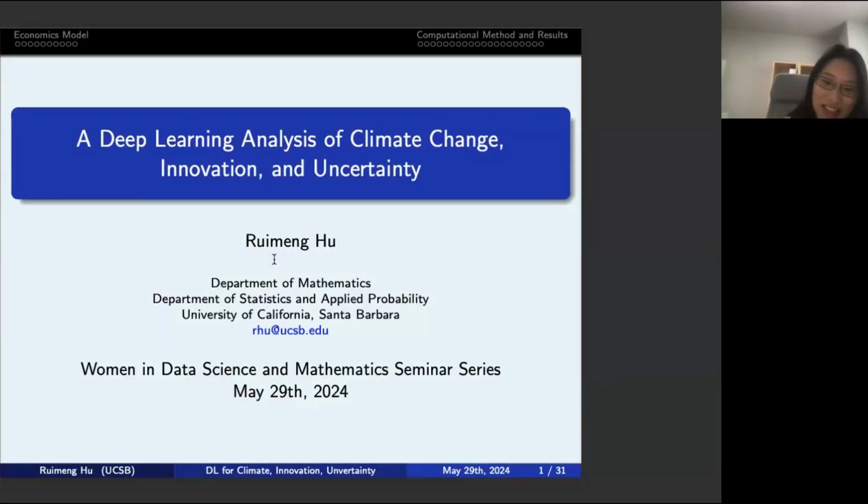Yeah, as Krista introduced, I'm going to talk about how to use some deep learning techniques to solve a climate economic model, and then to see how the uncertainty would affect the decision making in this model.